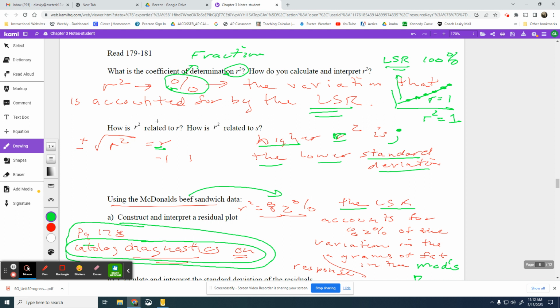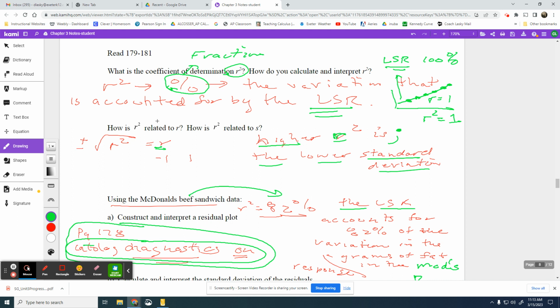So you can relate R squared and R. Number one, if they give you R, you square it to get R squared. If they give you R squared, you can take the square root of it to get R out of it. So how is R squared related to S? Well, let's look at this.